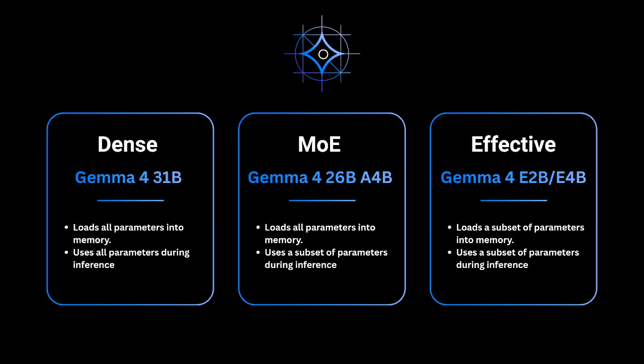The MOE model, basically the mixture of experts model, solves one of those problems, and that is the compute efficiency. It's more compute efficient when you're running inference especially, but it's also not memory efficient because you have to load all of the parameters into memory. The effective model, on the other hand, solves both problems, the memory issue and the compute efficiency.